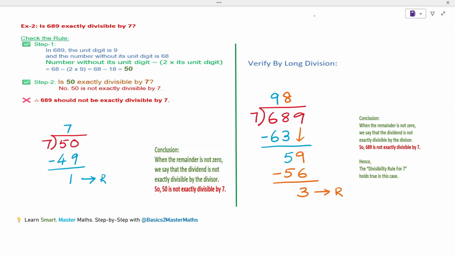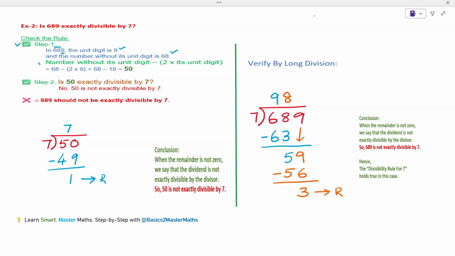Now, let us move on to another example. Is 689 exactly divisible by 7? Check the rule. Step 1. In 689, the unit digit is 9 and the number without the unit digit is 68.